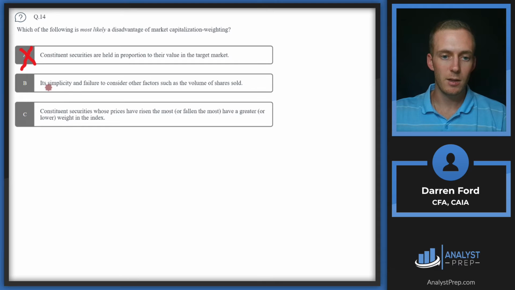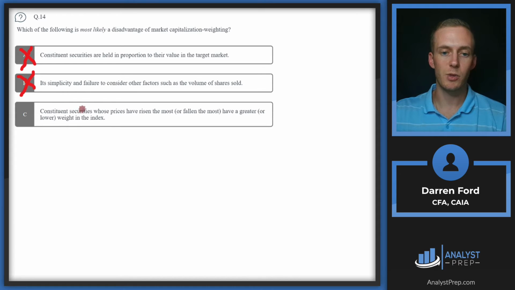So simplicity, that's really going to be an advantage of market cap weighting, because we're not having to figure out how we're going to weight the securities in our portfolio. We're simply just buying, and then the weights are going to be determined simply by which stocks go up and which stocks go down. The stocks that go up are going to have higher weightings. The stocks that have gone down are going to have lower weightings. And because of that, we're not having to rebalance or trade the portfolio much. So volume is not going to be as important of a consideration in this type of weighting index. So I think we can rule out B, but let's just make sure C sounds correct.